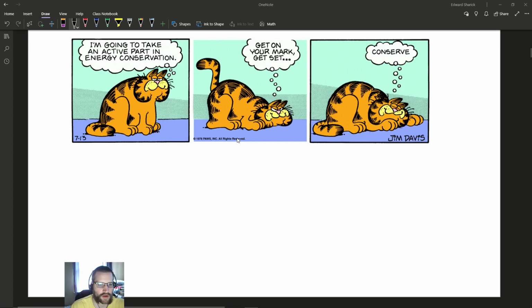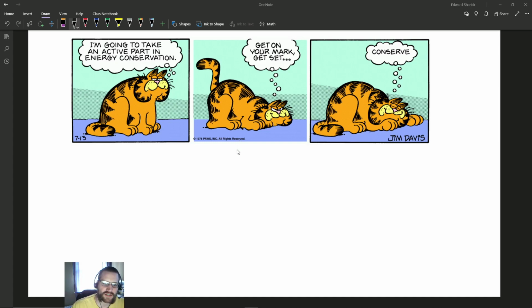We've got our little comic here, and it's Garfield that says, I'm going to take an active part in energy conservation. And then he is just taking a nap, which many of you can probably relate to, as your pets are probably sleeping all day like mine is.